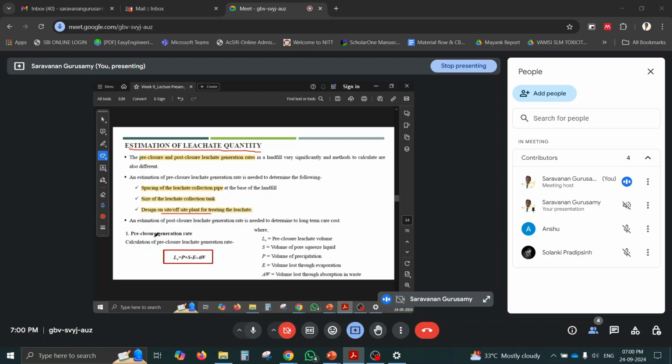The pre-closure generation rate is based on LV, the leachate quantity, based on how much precipitation, how much moisture is already present, minus evapotranspiration, minus the volume lost through absorption in the waste. Waste may absorb. If it is dry waste, whatever rainwater enters may be absorbed by the solid waste, and only some part will go into the leachate. So that also we have to subtract. So P plus S minus E minus AW will be the leachate generated quantity, that is the pre-closure generation rate.